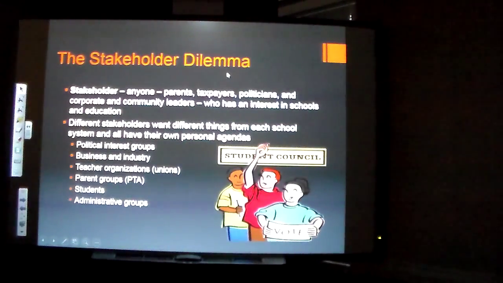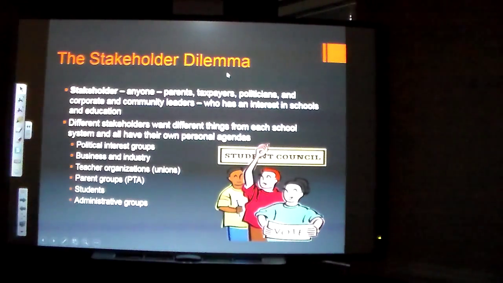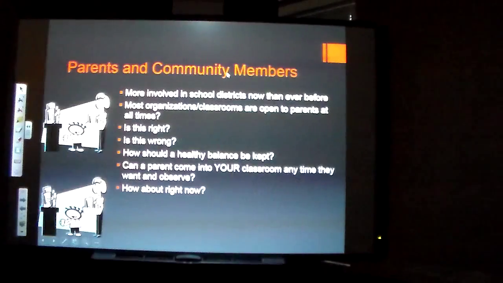So, stakeholders. Different stakeholders are the different people that interact with schools. This can be anybody that has an interest in schools and an interest in education. This can be political interest groups, business and industry, your students, your parent groups, your administrative groups, your teachers. Everyone wants something different.